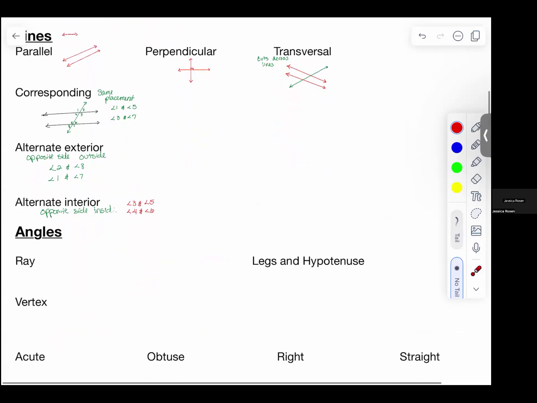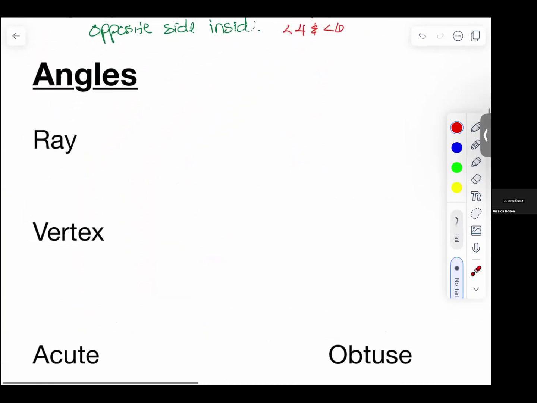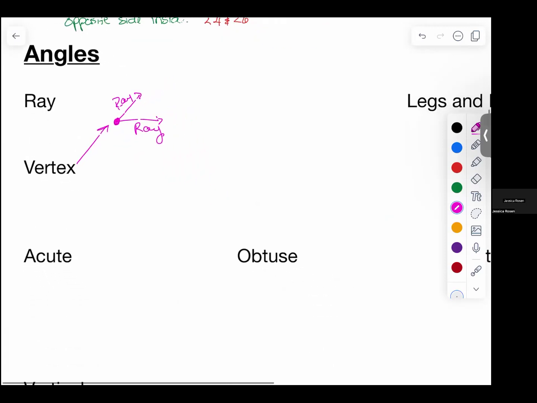Now we're going to move into angles. So an angle is made up of 2 rays. So we have this ray. I don't know what's going on with my pen here. We have this ray and this ray. So we're going to have a ray here and a ray here. And then the vertex is where they come together. And that creates our angles. So the definition of an angle is where 2 rays come together at a vertex. And then we can define those angles.